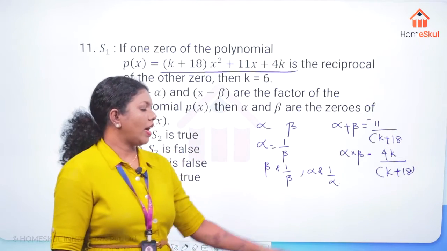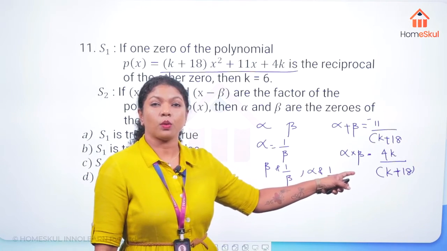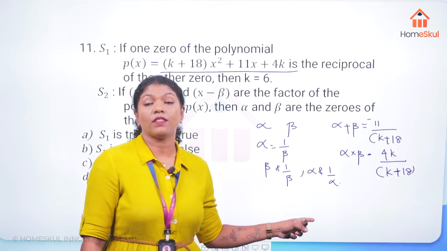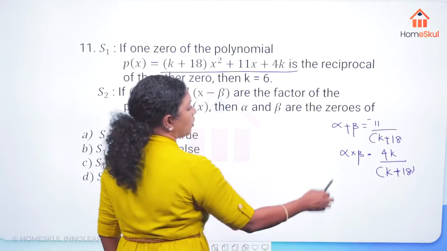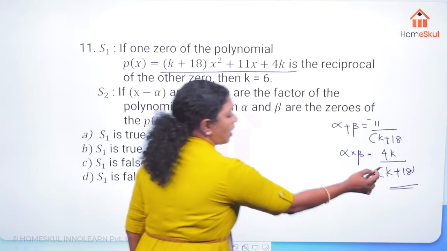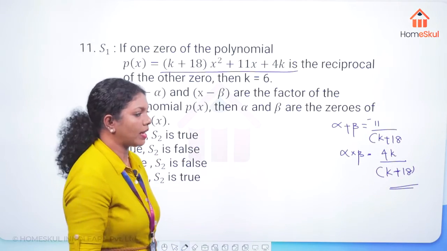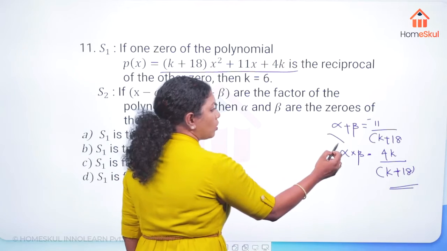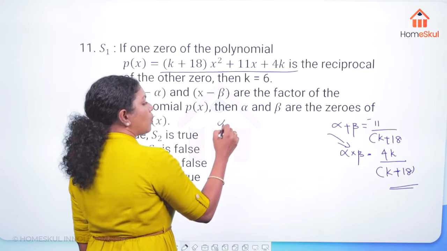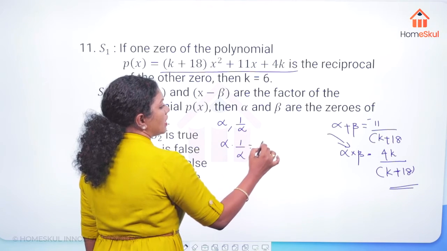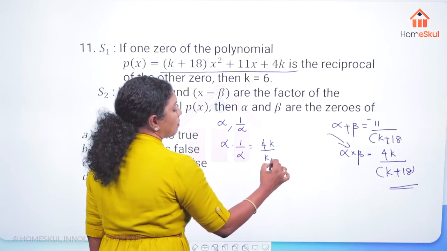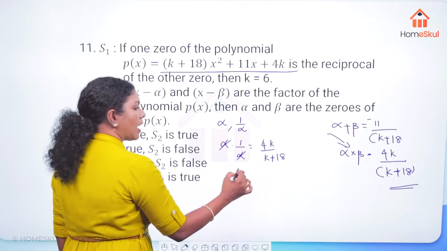Okay. Now I will stick on to the product of the roots. Why? Because our roots or our zeros are reciprocals. So alpha into beta is c by a. I hope this part is clear. 4k by k plus 18. I am sticking on to that product part because the roots are the reciprocal. So I will take alpha into 1 by alpha is equal to 4k by k plus 18. Alpha into 1 by alpha is 1.